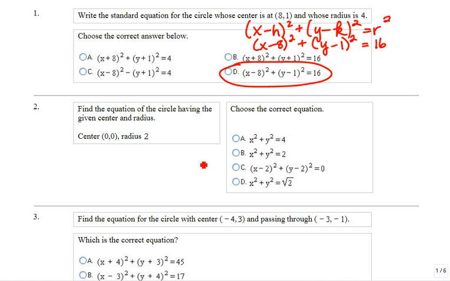Find the equation of the circle having the center 0, 0 and radius 2. So likewise, we would do (x - 0)² + (y - 0)² = 2², which is simply x² + y² = 4.